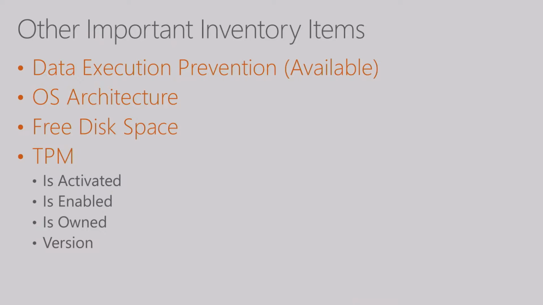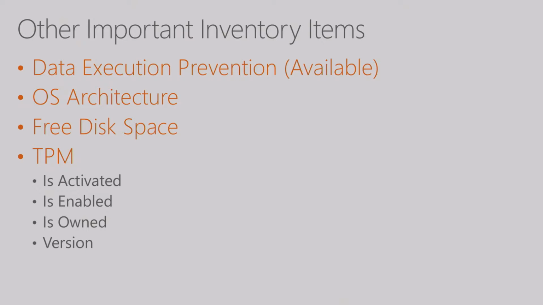Lastly, some other important inventory items, not so much related to getting to UEFI, but things you want to plan for, pay attention to. OS architecture being one. Free disk space, definitely, because you want to make sure that you have enough free disk space if you're able to take advantage of the in-place upgrade, maybe on systems that are already running in UEFI mode, and then the additional TPM settings as well.